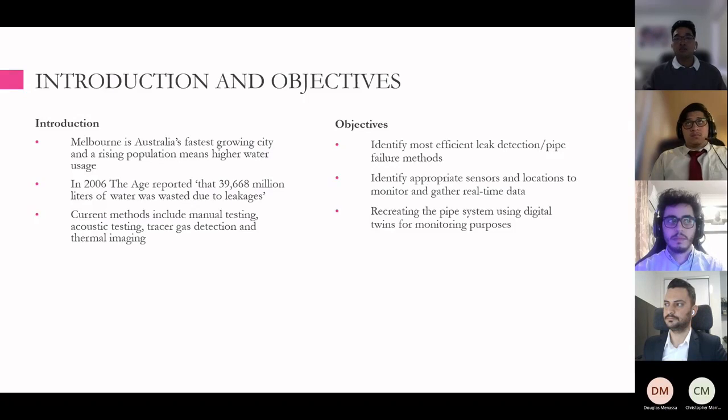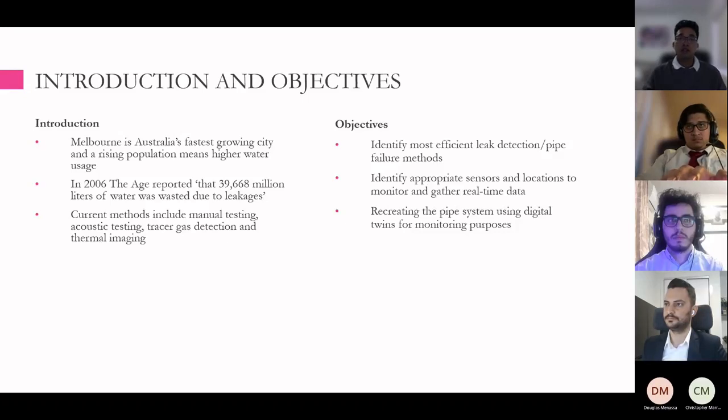Our main objectives in this report will include identifying the most efficient leak detection / pipe failure methods, identifying appropriate sensors and locations to gather live data, and recreating the pipe system using digital twins for monitoring purposes.